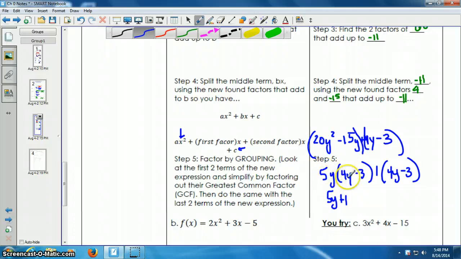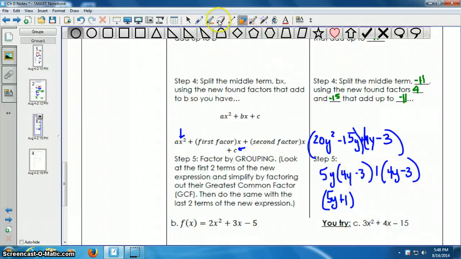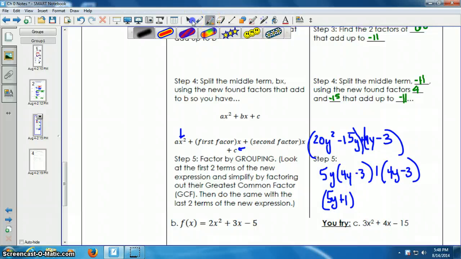All right, so we have our greatest common factors that we're going to put together, 5y and 1. So that's just those front terms. They come together. And then notice that these two things are the same. So that and that are the exact same. So that's just my second part of my answer. 4y minus 3. And there's my final answer. Put a box around it.